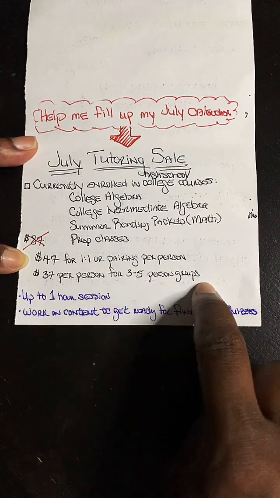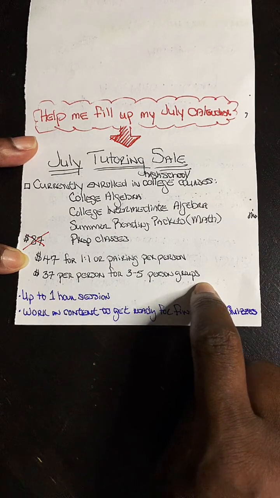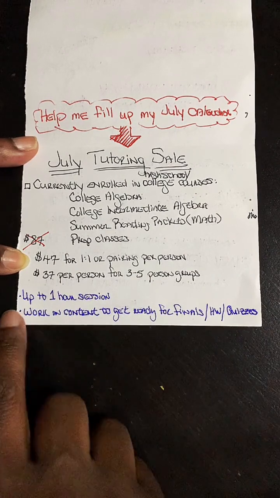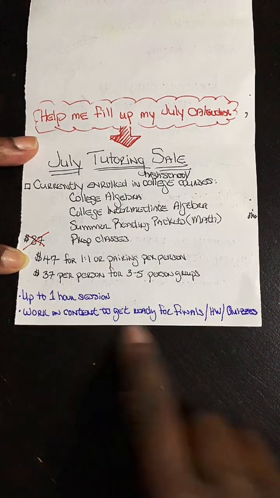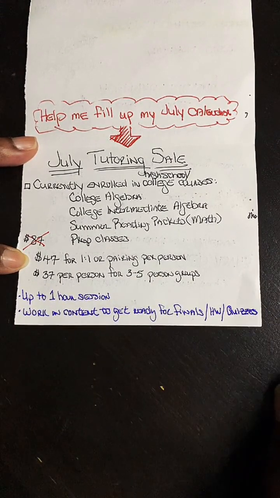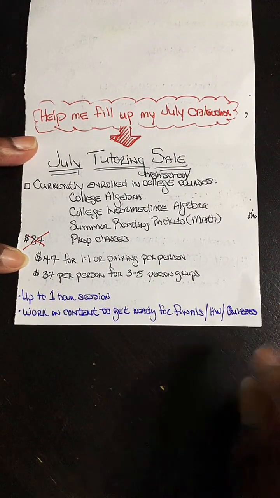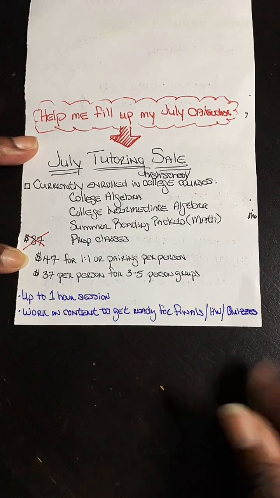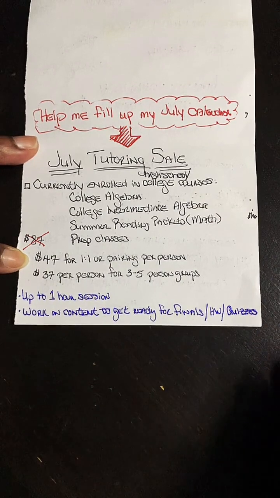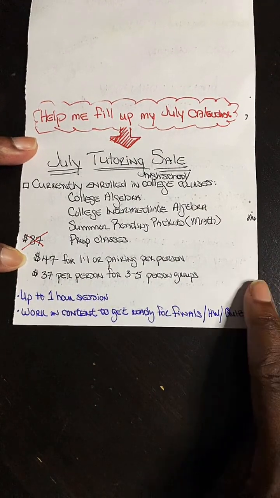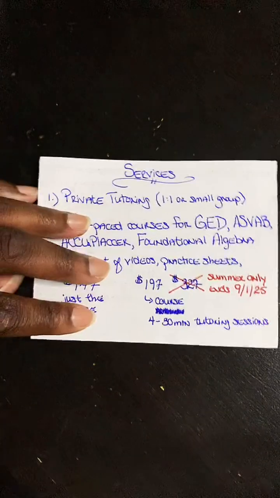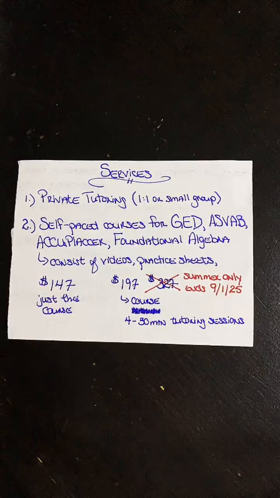I have it at 47 for one-to-one or for your pairs. For groups of 3 to 5, if you have a small group of friends taking the class, it's 37 per person, up to an hour. You send me what you want to work on, we break those concepts down, and I also address the areas you're struggling with, like fractions, with a quick review.